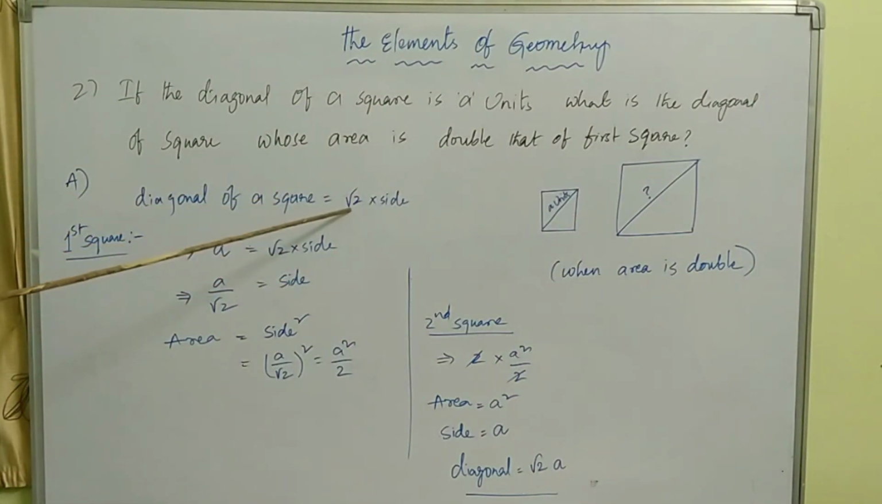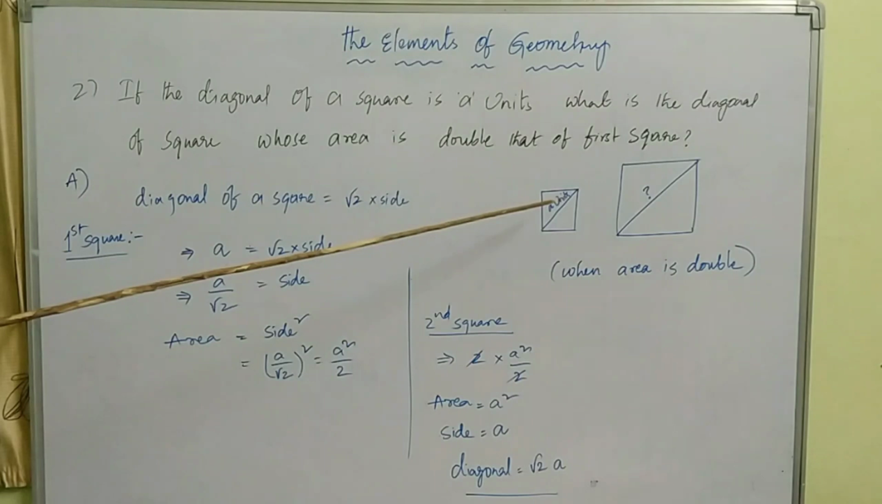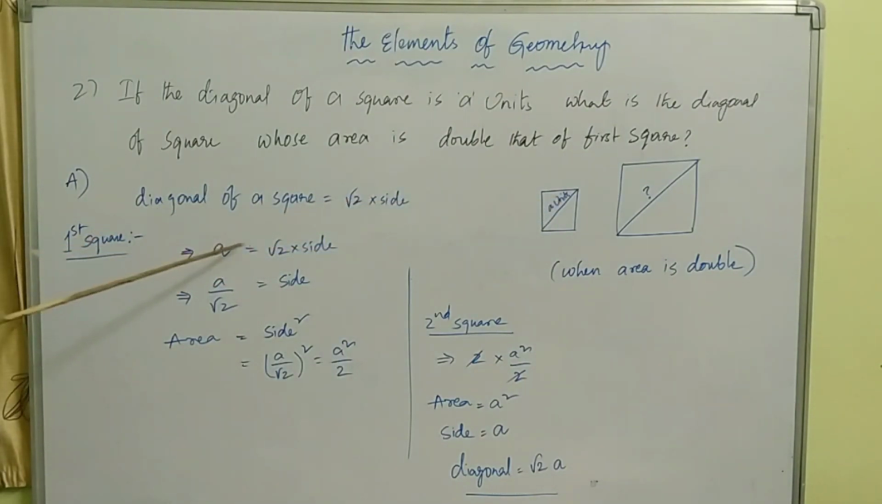So we know the formula, diagonal of square is root 2 into side. So in the first square, diagonal of square is A units. So A is equal to root 2 into side. Root 2 transposed, so side of the first square is A by root 2. What is the area formula of a square? Area of square is side square. Side is A by root 2 whole square, that is equal to A square by root 2 square, means 2. So area of first square is A square by 2.